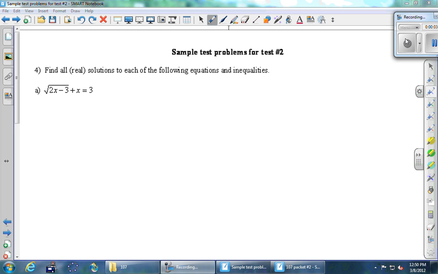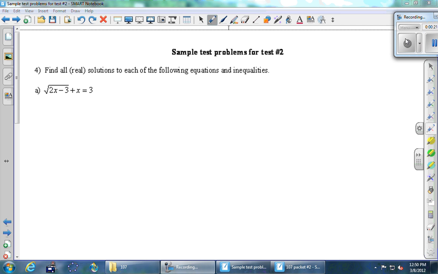This is problem number 4 on the sample test problems for test number 2. Find all real solutions to each of the following equations and inequalities. A, square root of 2x minus 3 plus x equals 3. So the technique when you see a square root is to get rid of it by squaring both sides.